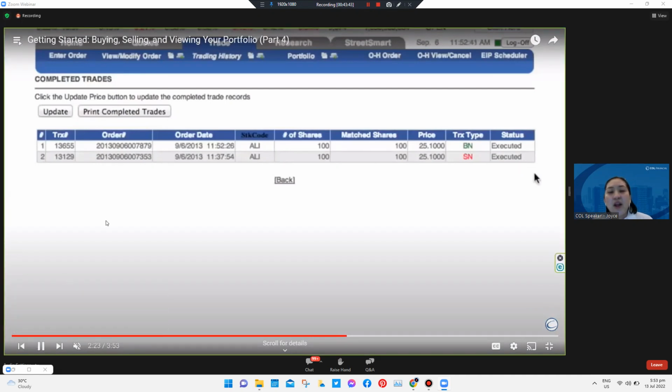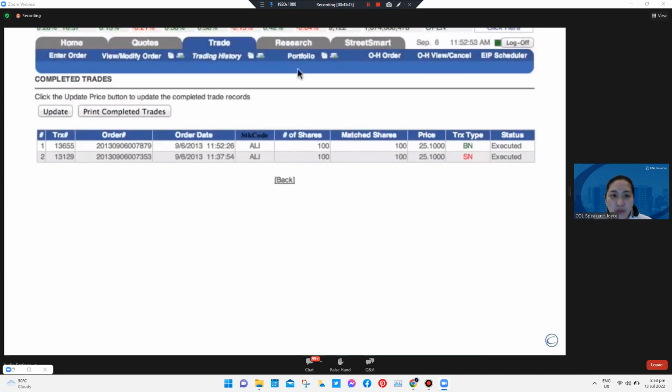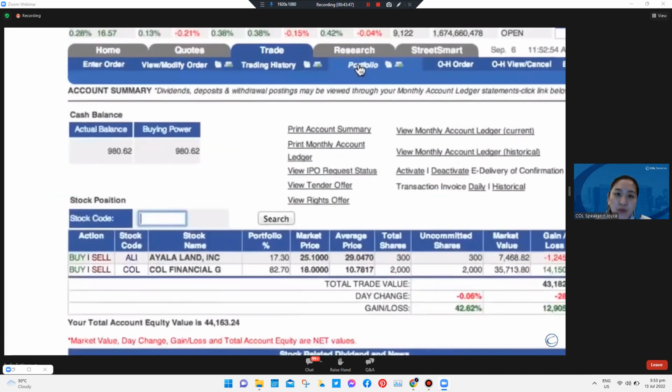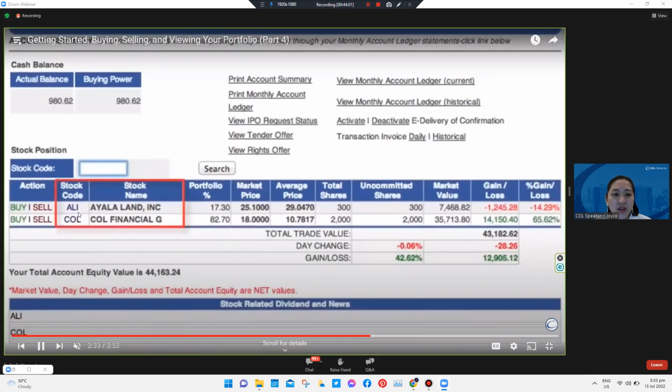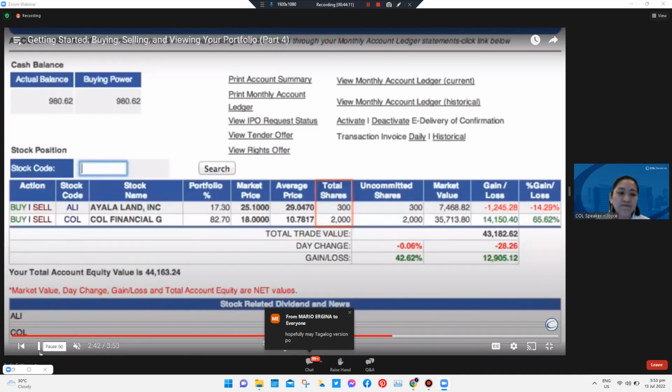Okay, and another way to check aside from trading history is to go to your portfolio page. In your portfolio page, the first thing you have to take note of is that your cash balance has already been deducted. That means you were able to buy. Then just take a look at your shares as well, to see if they increased or were credited here. This is how you know whether your order pushed through or not.